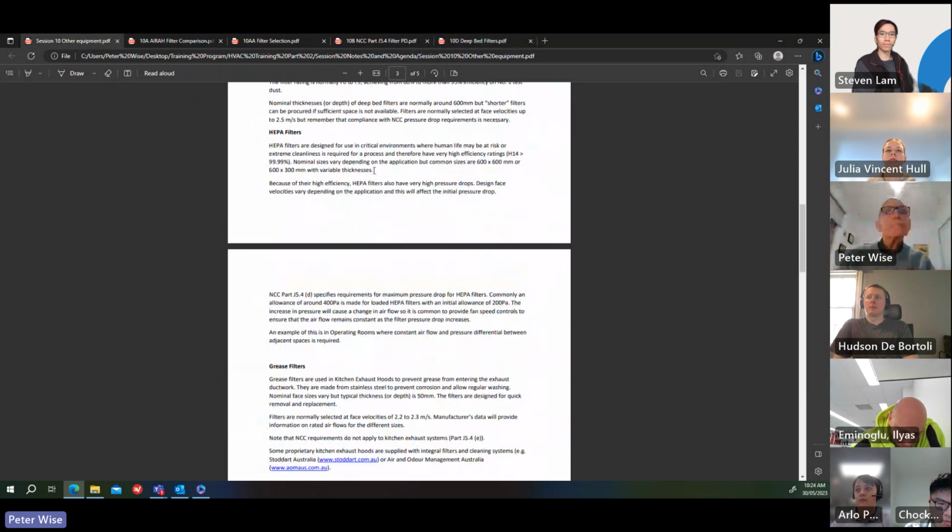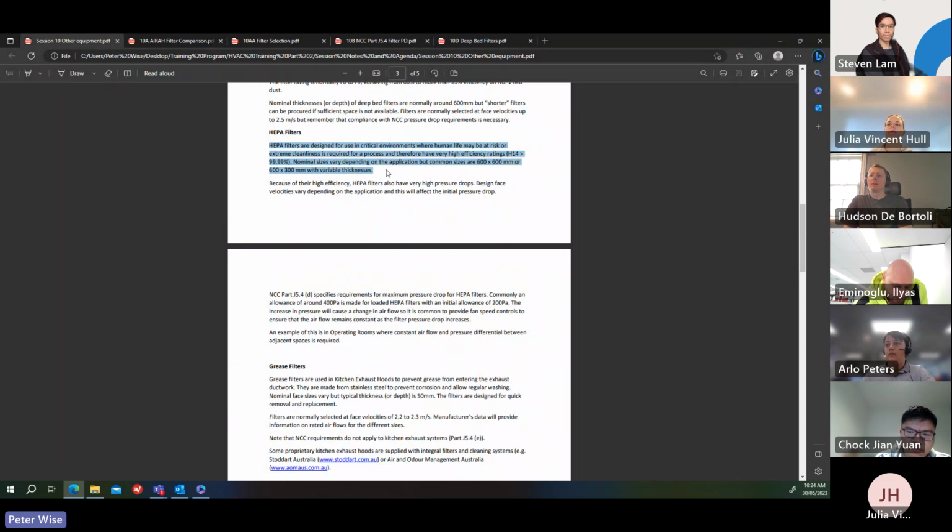HEPA filters are designed for use in critical environments where human life could be at risk or extreme cleanliness is required for a process, and therefore have very high efficiency ratings. So H14, which is greater than 99.99%. Nominal sizes vary depending on the application, but common sizes are 600 by 600 or 600 by 300 with variable thicknesses. They also have very high pressure drops. And the design face velocities vary depending on the application, and this will affect the initial pressure drop. So that's important when you're looking at HEPA filters.